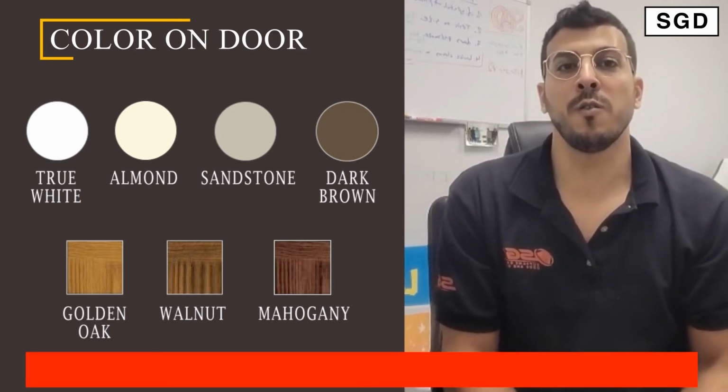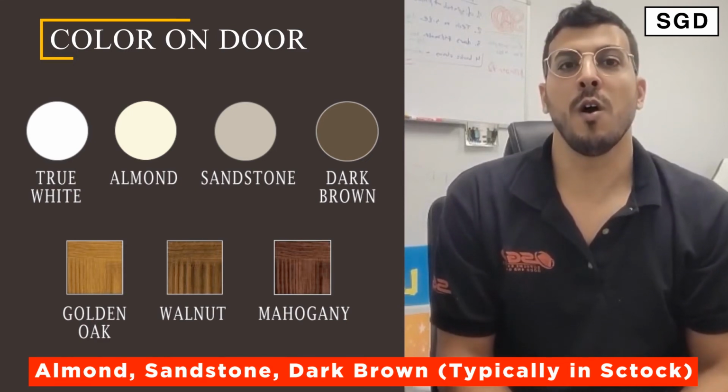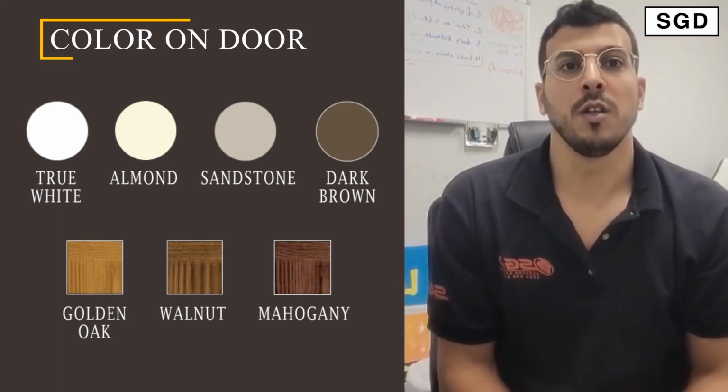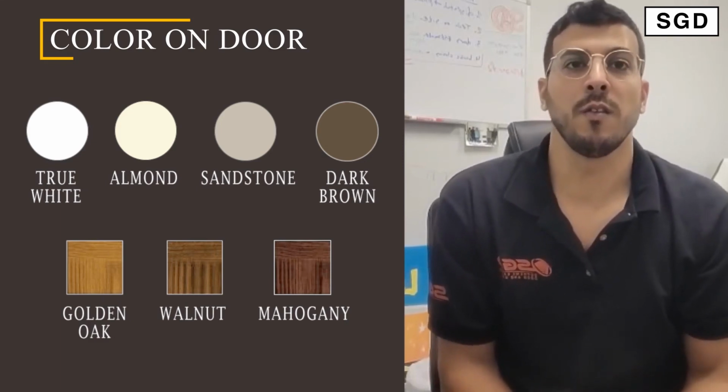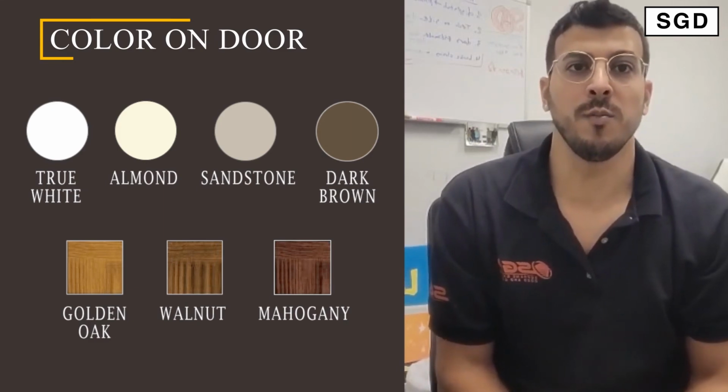Then the next colors that we will have are almond, sandstone, and dark brown. As of now, they all come with no extra charge for us, so you can make an upsell on that. They will typically be in stock, but it's always good to check before that.